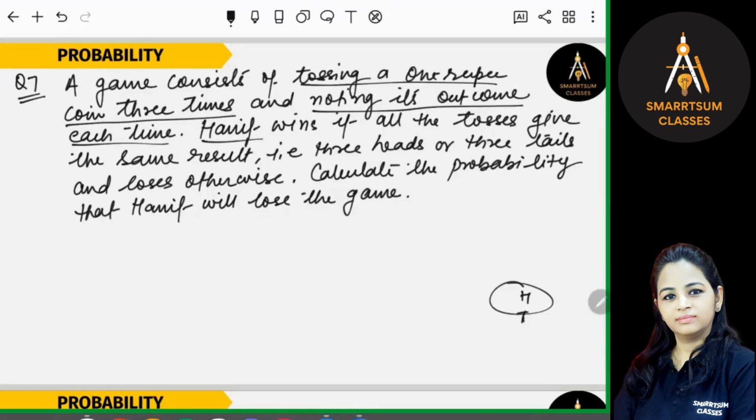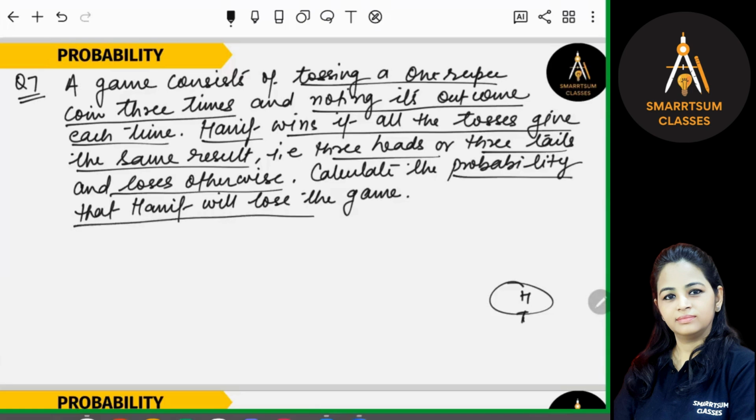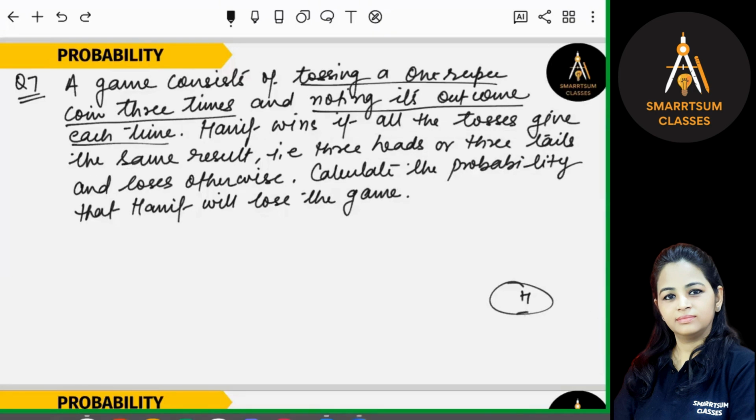Now, Hanif wins if all the tosses give the same result, either HHH or TTT, meaning 3 heads or 3 tails. Else he will lose. Now what do you have to find? You have to find the probability that Hanif will lose the game. You have to find the probability of this event to happen. Is that clear?